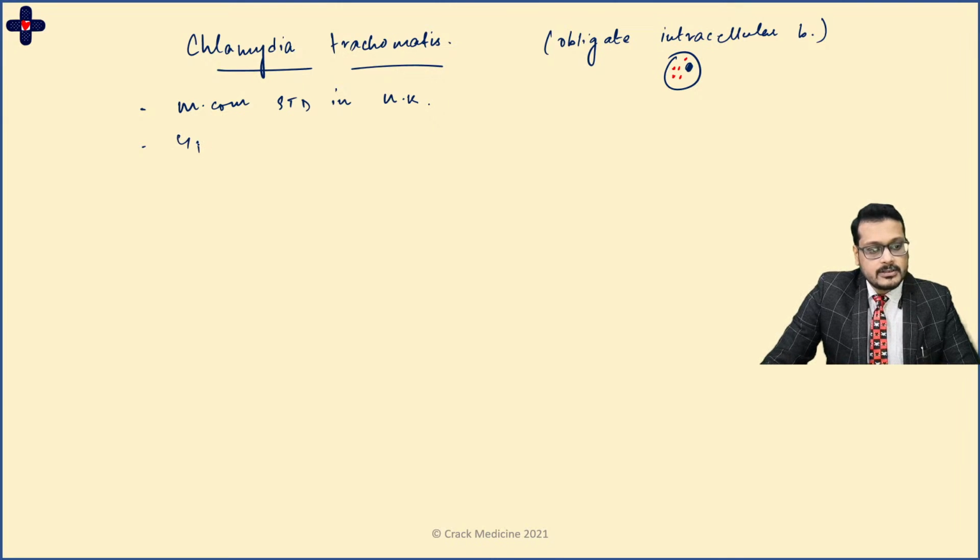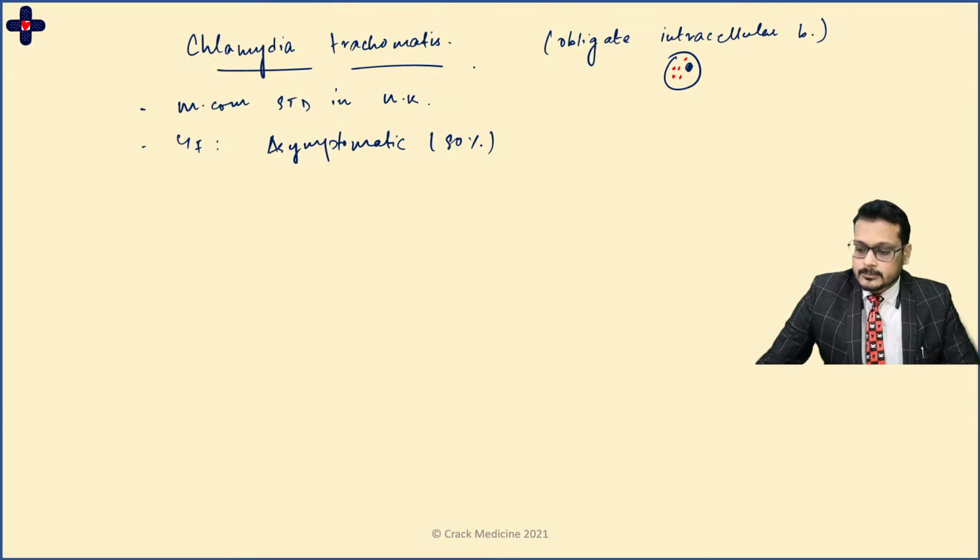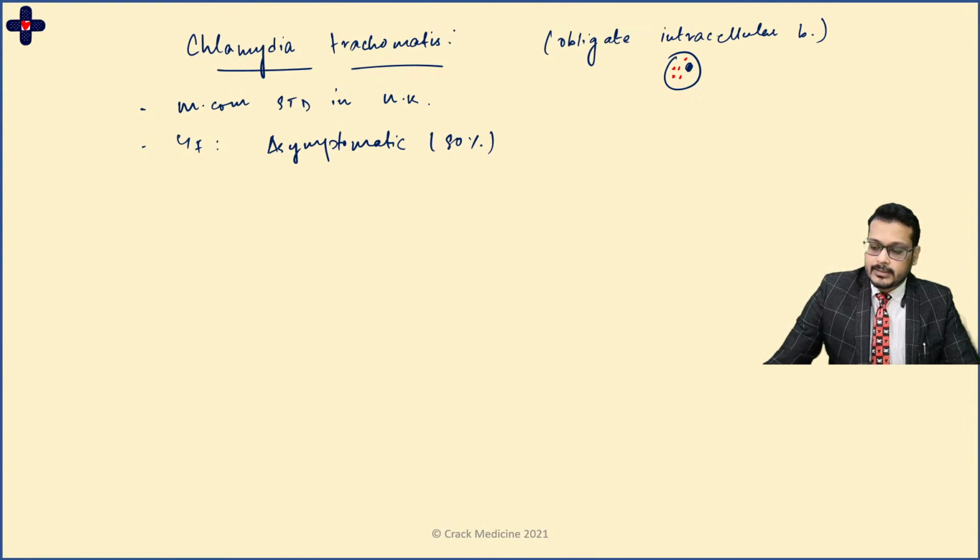So what are the clinical features? The clinical features are asymptomatic. So 80% of the patients will not have any symptoms. So then how will you diagnose it? Yes, Satyam, you're right. Doxy can also be used. So how will you diagnose this?